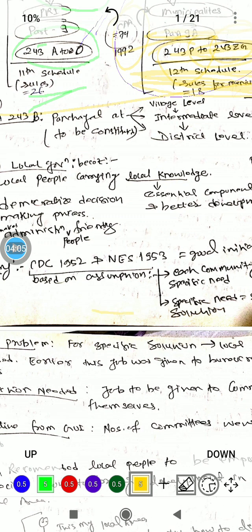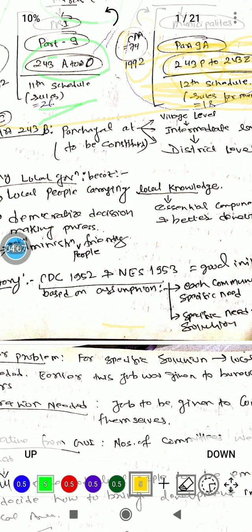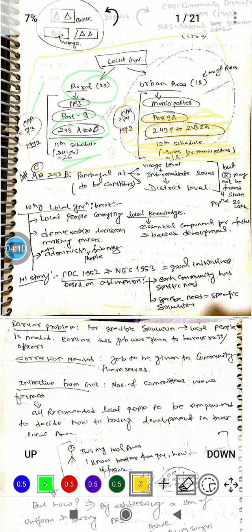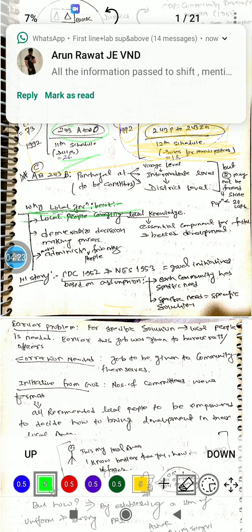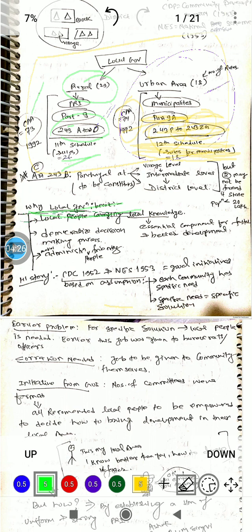local government. Okay, so what do you mean by local government? First of all, let's talk about what we mean by local government. I will use a different pen here. So in local government, local people carry the local knowledge. Local people have the local knowledge, and local knowledge is essential for the better and faster development of the local people. Local knowledge is there with the local community, and it is essential for faster and better development.